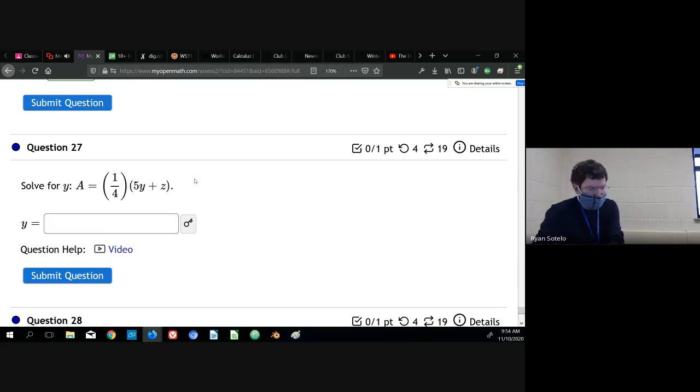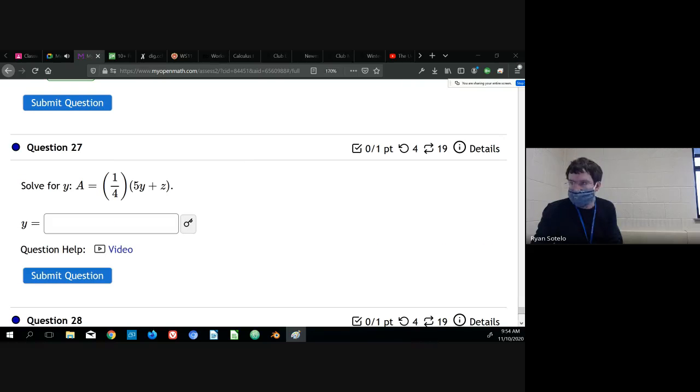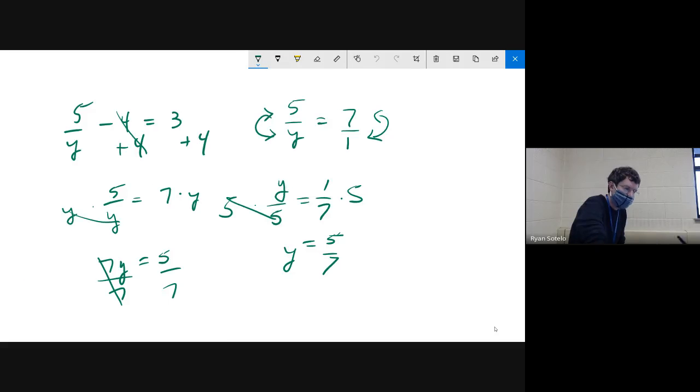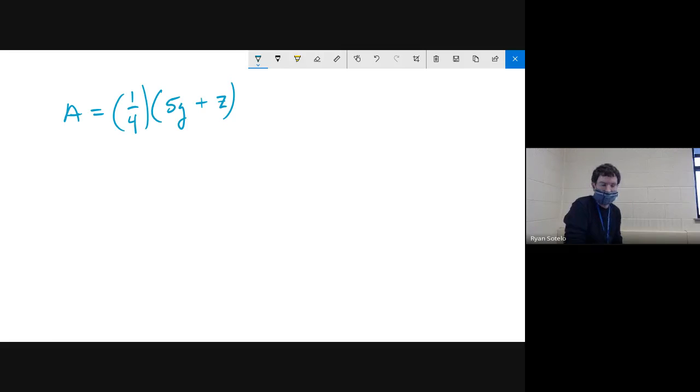We'll do this one as well. It's kind of weird. Give you guys a new color. A is 1/4 of 5y plus z. They want us to solve for y. So first thing, we'll distribute into the parentheses.